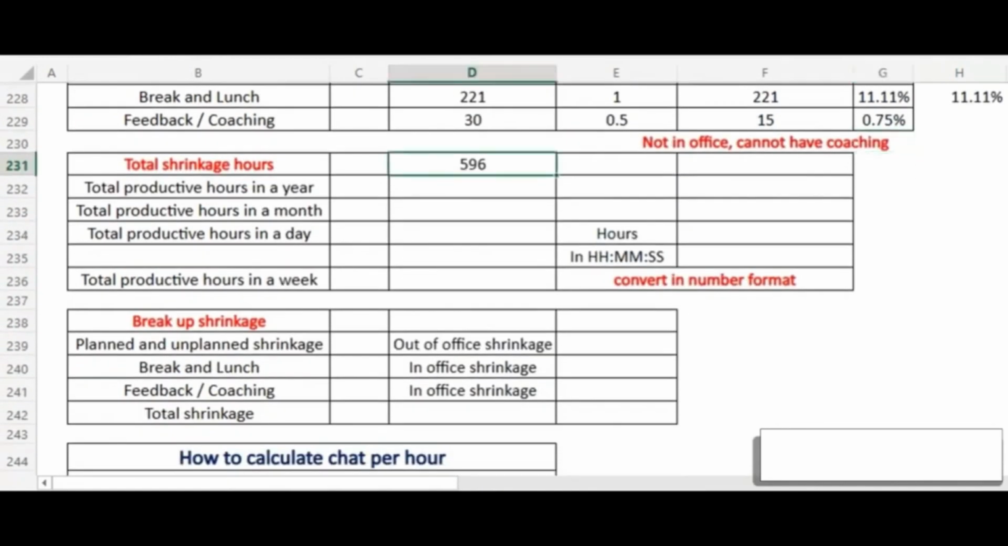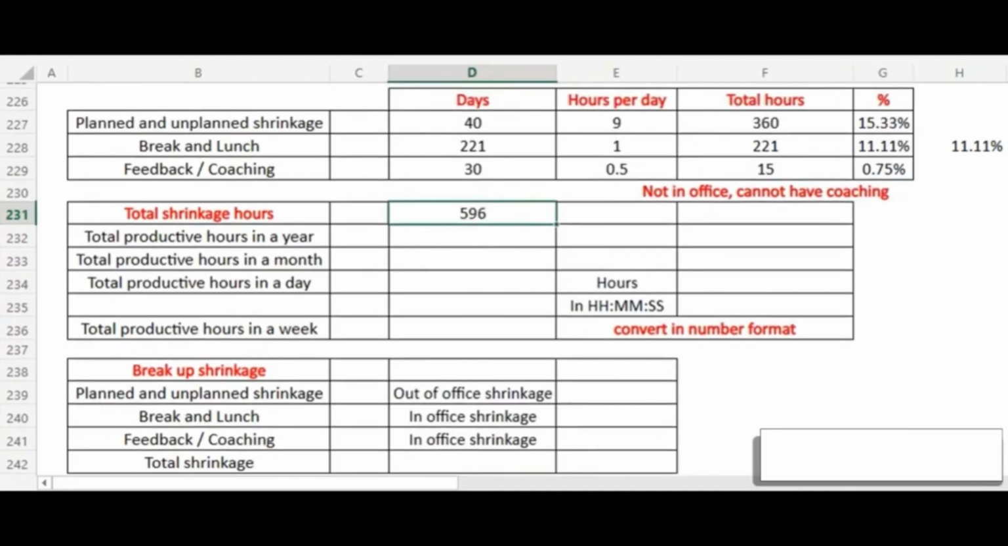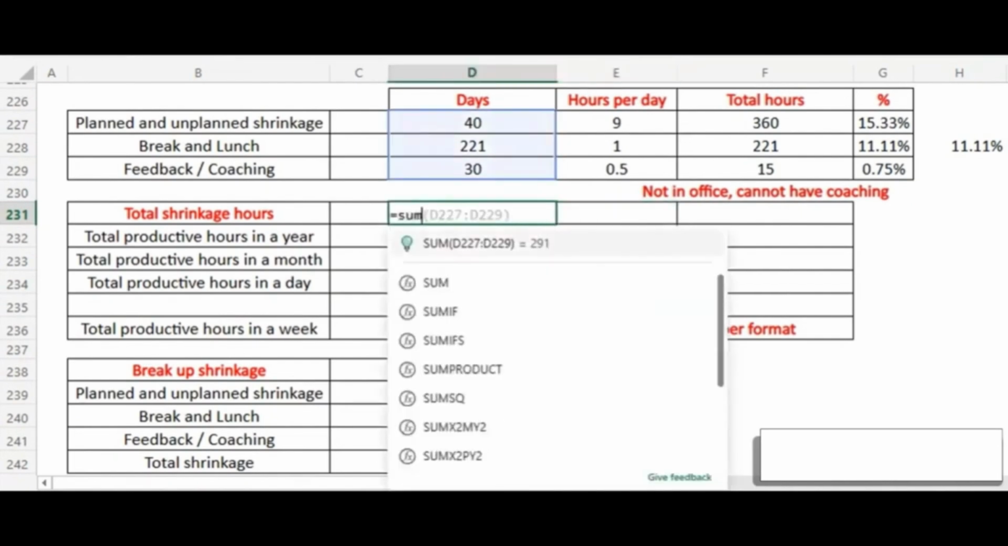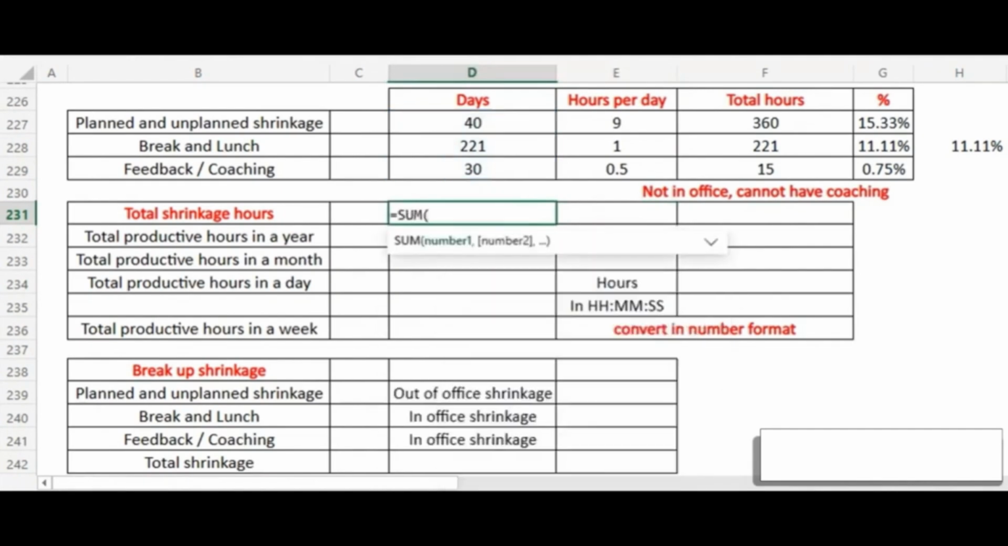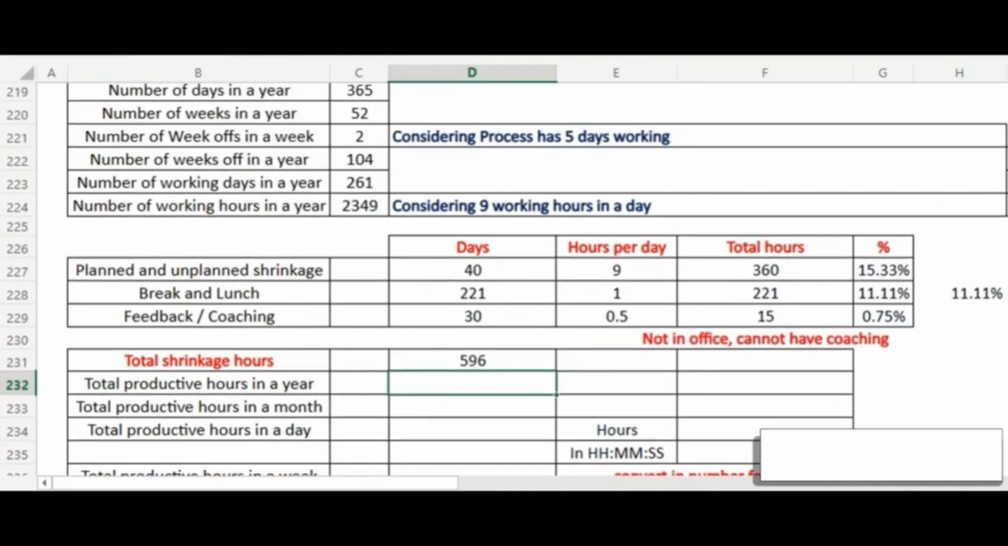After that, we have to calculate the total shrinkage hours. It would be the sum of all the shrinkage hours, that would be 360, 221 plus 15. So these are the total shrinkage hours and the total productive hours in a year. How can we calculate that? To find the total productive hours in a year, we have total 2349 hours in a year minus shrinkage hours 596. So that would be 1753.